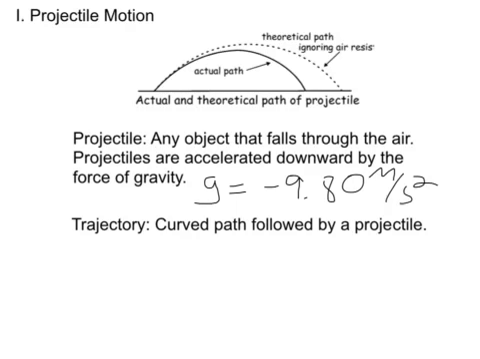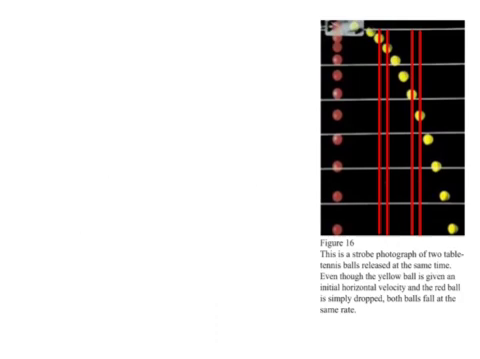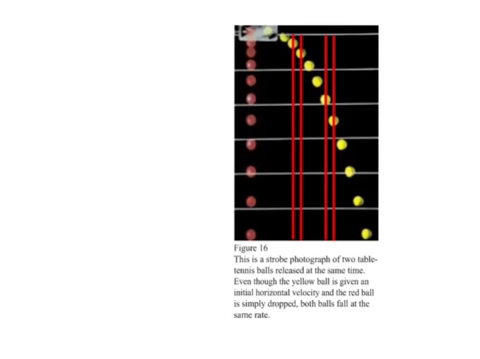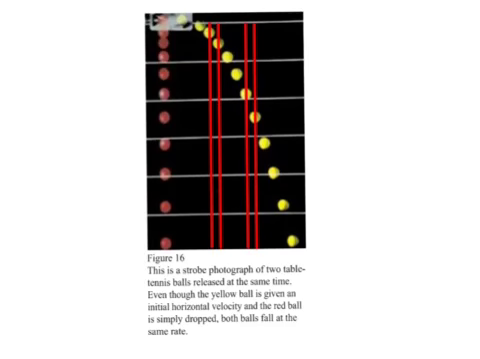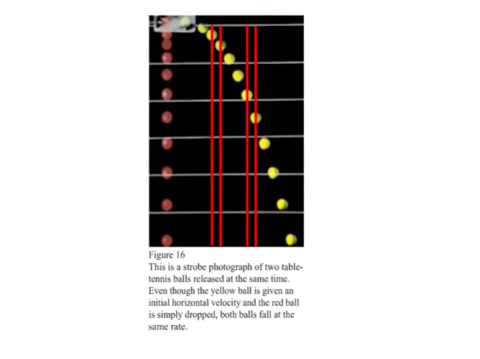Now, in reality, such motion is really three-dimensional, but we're going to be simplifying the situation and dealing with only two dimensions, the back and forth horizontal direction and the up and down vertical direction. So to understand projectile motion, we're going to start by examining this picture right here. In this picture, we've got two balls, a red ball and a yellow ball. Both were launched at the same point at the same time.